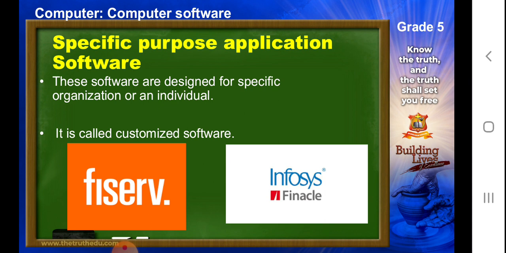Similarly, there is another example which I have mentioned here, which is Fiserv. Fiserv is an example from Oracle. Oracle is one of the world's largest software companies, so they are a very huge organization, and Fiserv is used to maintain financial records. It is not limited to banks; other financial institutions also use it to keep their records. So the name of the Oracle product is Fiserv and the name of the Infosys product is Finacle. These are two financial banking software, and this gives us examples of specific purpose application software.